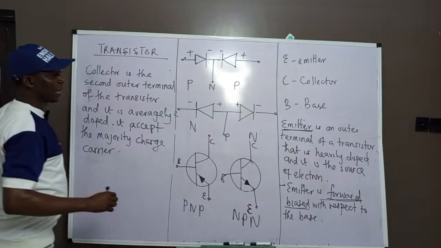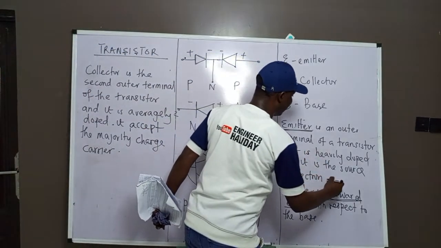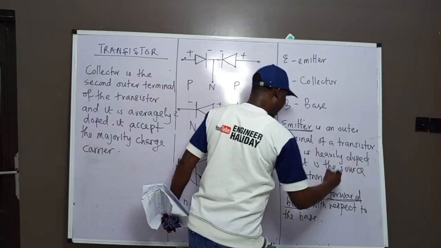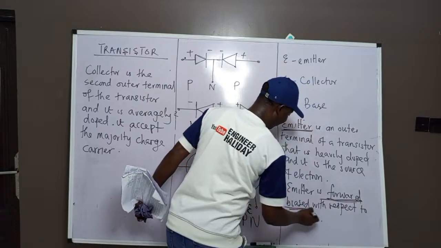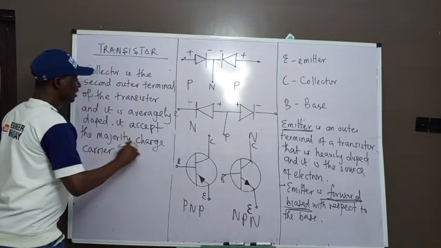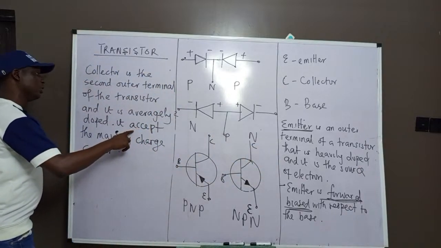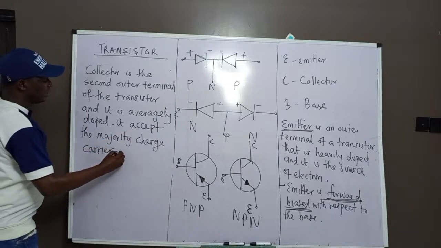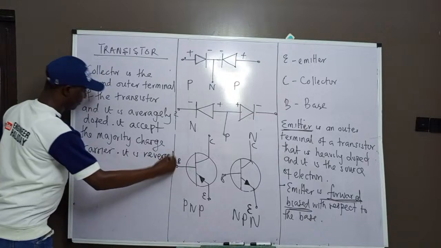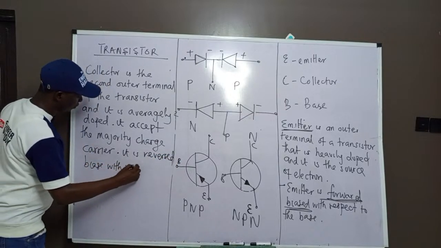So the collector accepts. What about the emitter? What is the difference here? The emitter produces the majority charge carrier. That is how we use the word forward bias here. This one accepts, that one produces, the majority charge carrier. The collector is reverse biased with respect to the base.